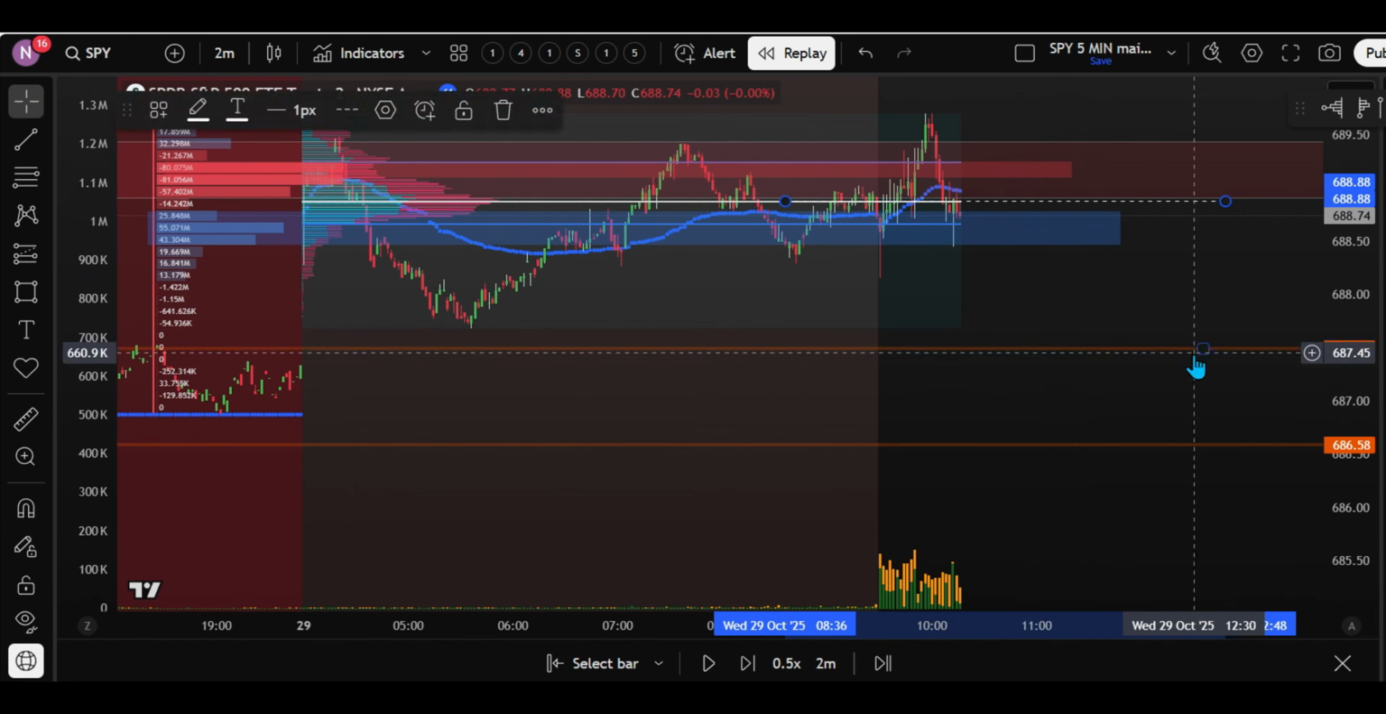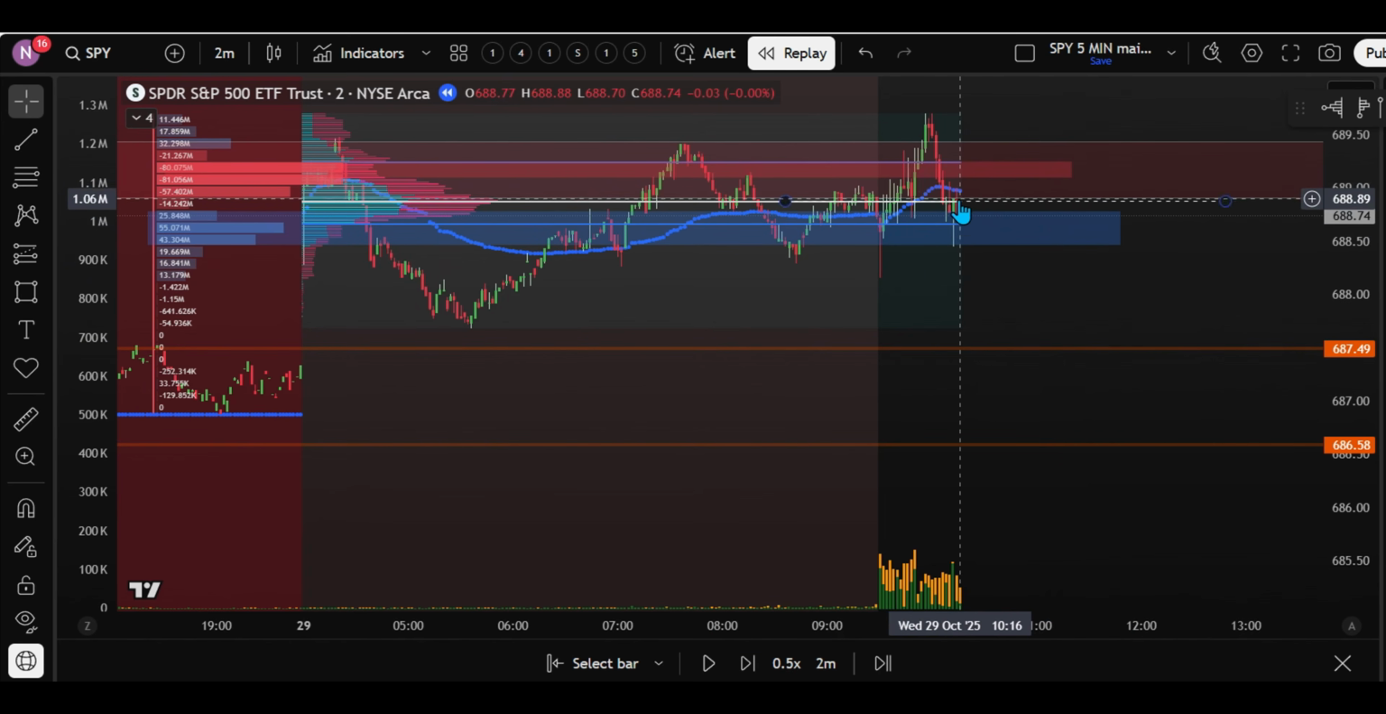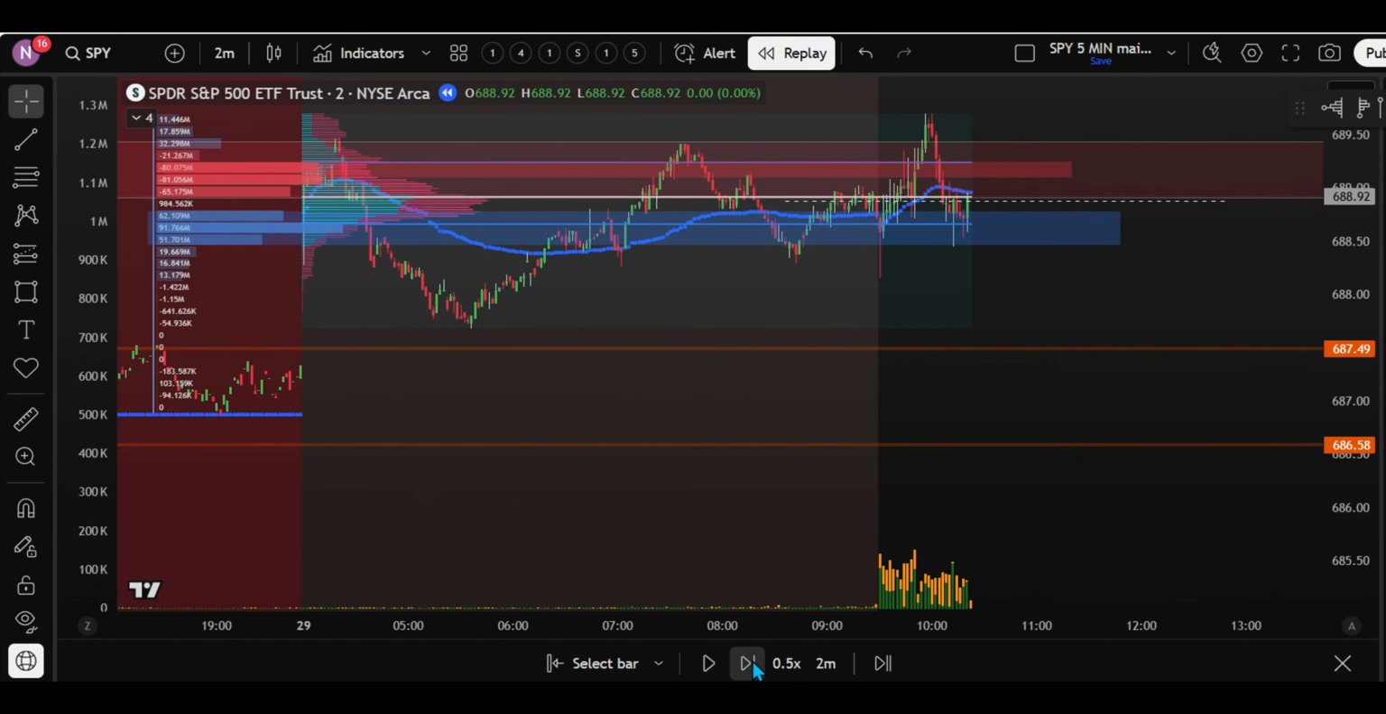A little bit of a point of control shift down, and you can see price kind of bouncing off of VWAP here. But again, I probably wouldn't take this trade just based off the bounce of VWAP, because we know there's buying pressure here. So let's go ahead and just see what happens.